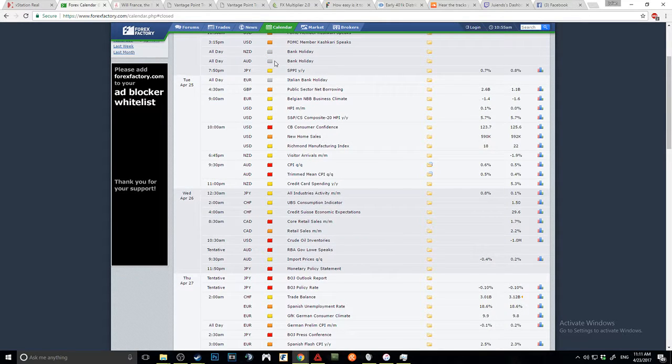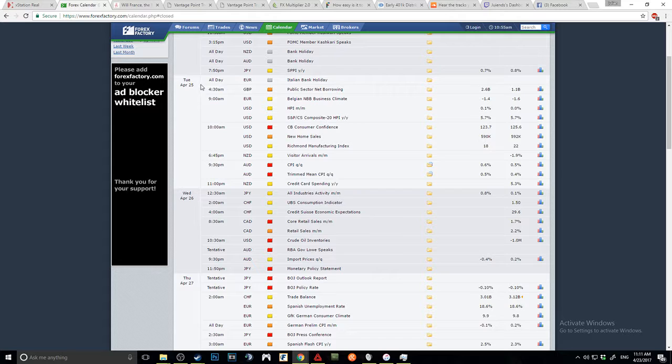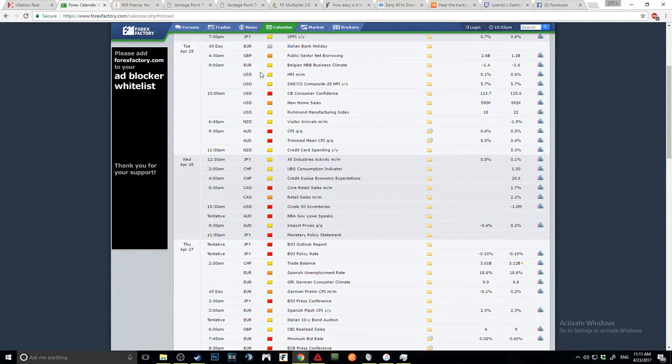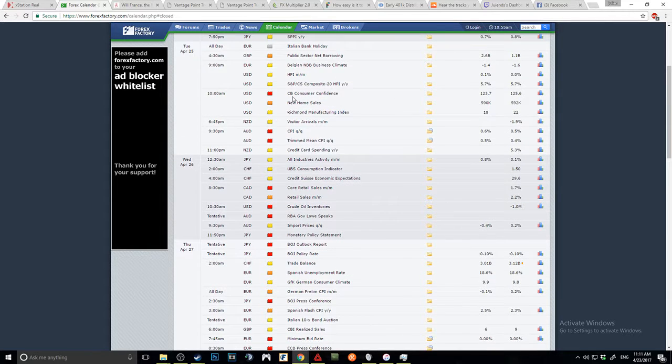Going down to Tuesday, bear in mind that we have a New Zealand and Australian bank holiday. And going on to Tuesday, we have the Italian bank holiday. But following the London session, we have a little middle impact news on the British Pound. The ones to really look out for on Tuesday are usually the Australian dollar in the evening and USD in the morning.